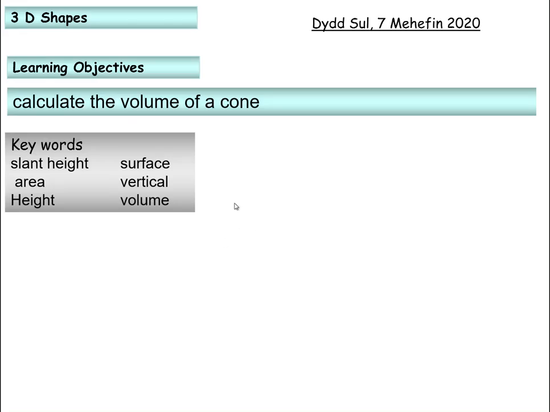Finally, we're going to look at the volume of a cone. So as before, take down the headings and the dates in Welsh, underline, click pause. When you're ready, click play again.